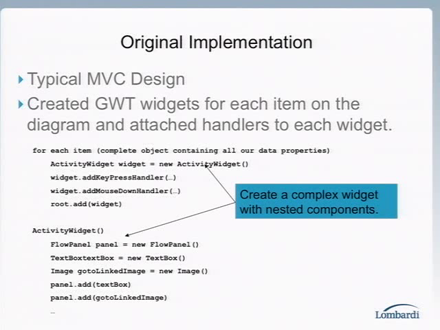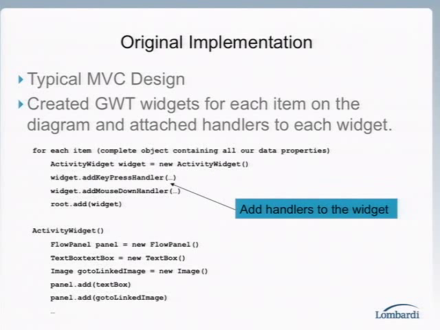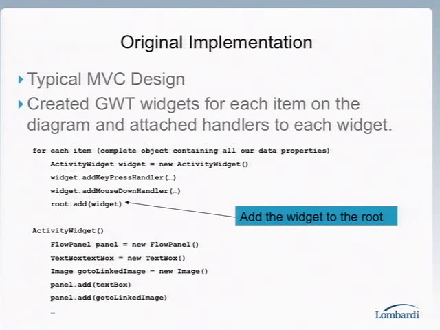Now, these widgets are not simple objects. They're complex objects. They have other widgets, flow panels, text areas, images, and other things like that nested inside of them. In addition, we're going to want to create keyboard and mouse handlers because we want to be able to respond to user actions. So we create handlers, and we attach those to our widgets. And then once we've got our widget, we add it to a root panel, and it becomes part of our application.